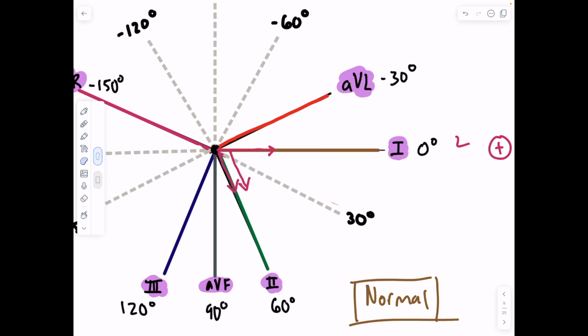I'm going to just translate it over and put it on the tail of that vector on the head of the second one, or the first one, and then I'm going to draw from the origin point to the head of the second arrow. And so this new arrow that I've just drawn is the mean electrical axis.